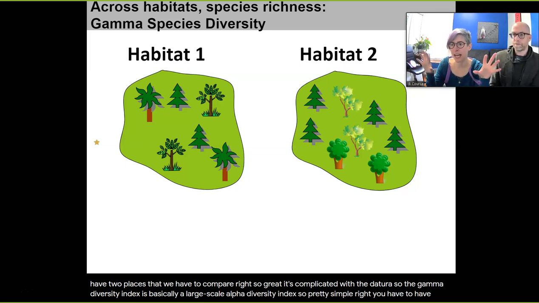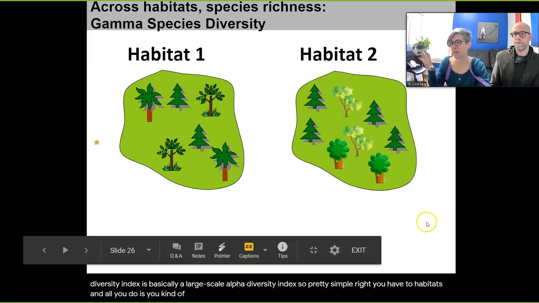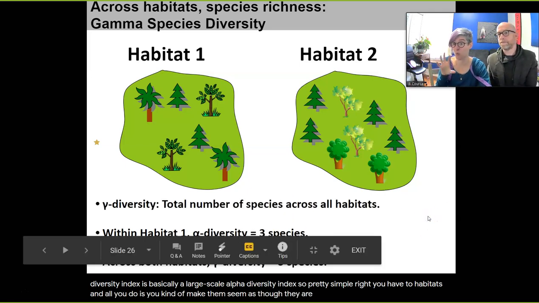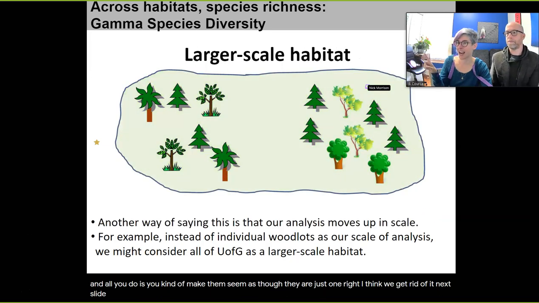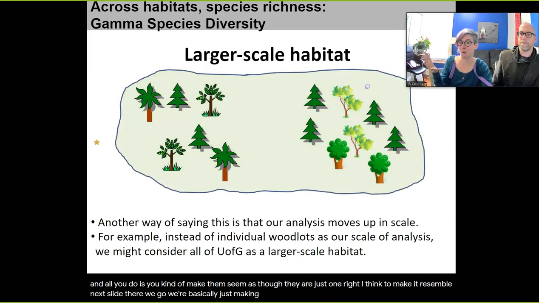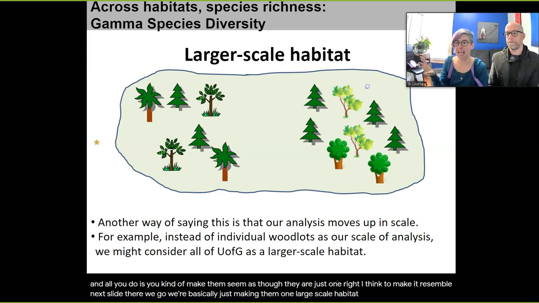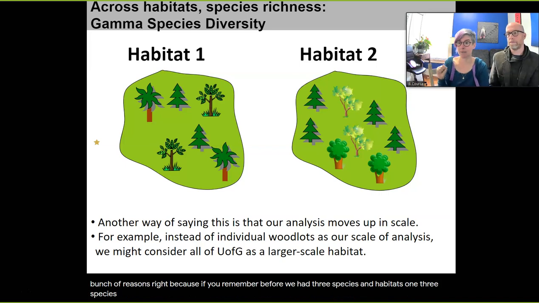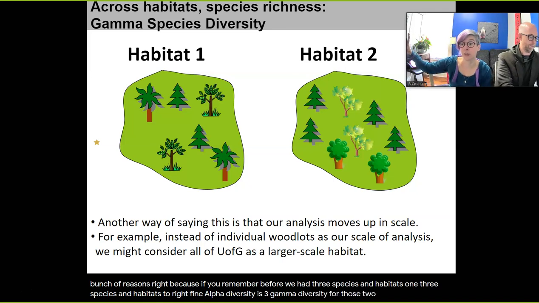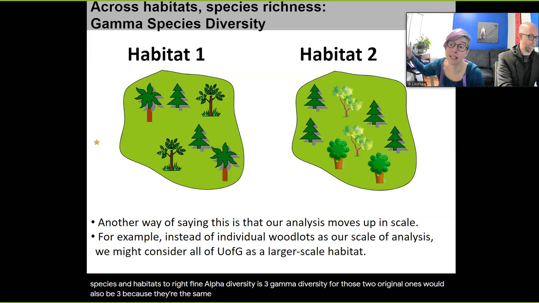You have two habitats and all you do is make them seem as though they are just one. We're basically just making them one large scale habitat. And this matters for a bunch of reasons, because if you remember before, we had three species in habitat one, three species in habitat two. Alpha diversity is three. Gamma diversity for those two original ones would also be three because they're the same species.